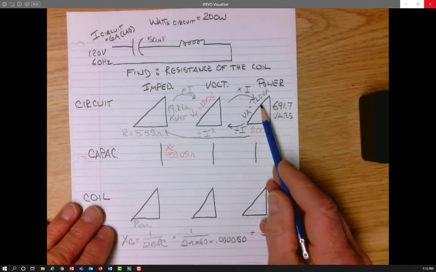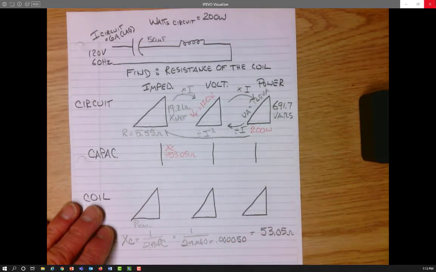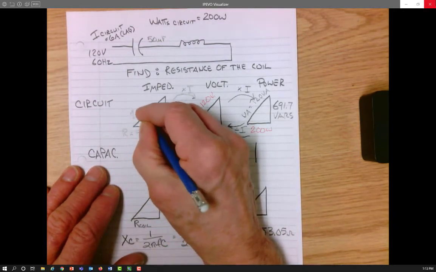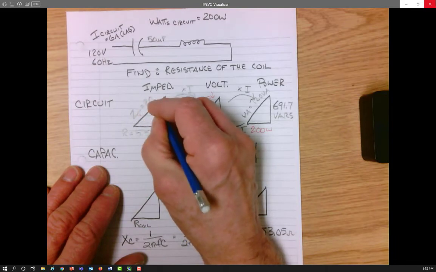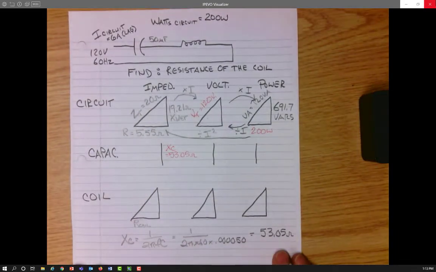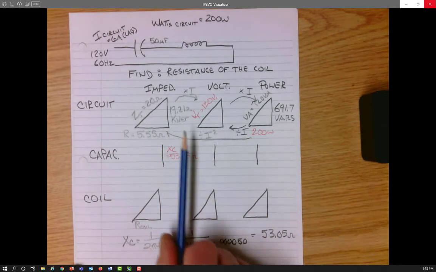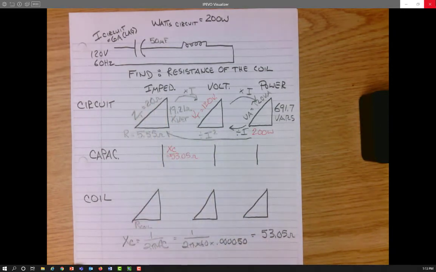And if I divide 720 by 6 squared, I get 20. So the Z total of the circuit is 20 ohms. So now I've found all the values for the impedance triangle.